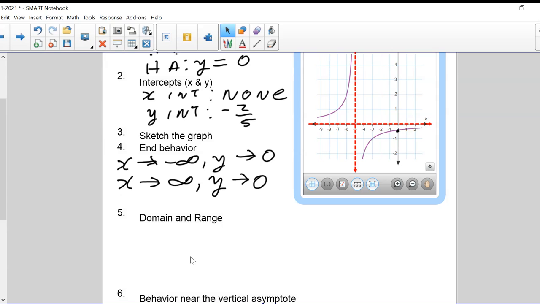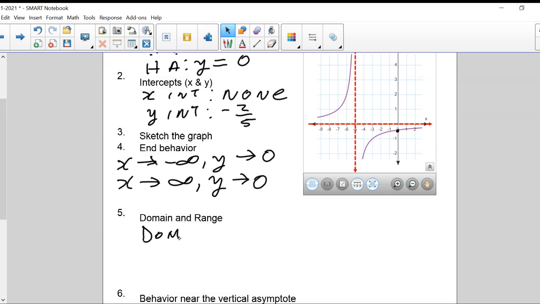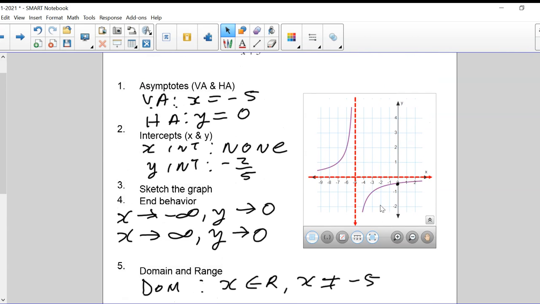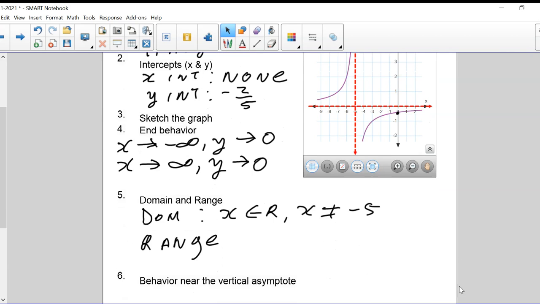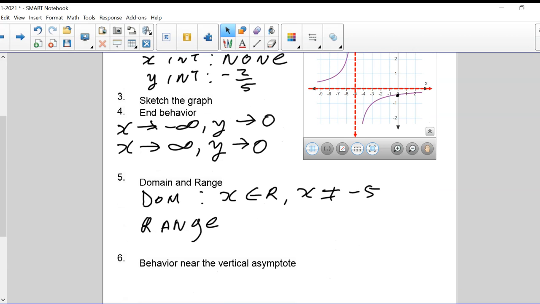Domain and range. We've done this enough times now so that we can sort of quickly get through this. What would be the domain of this function? So x cannot be equal to -5. So it's all real numbers, except that x is not equal to -5, right? Remember that was your vertical asymptote. So that would be the thing that you're saying your x will not be equal to.